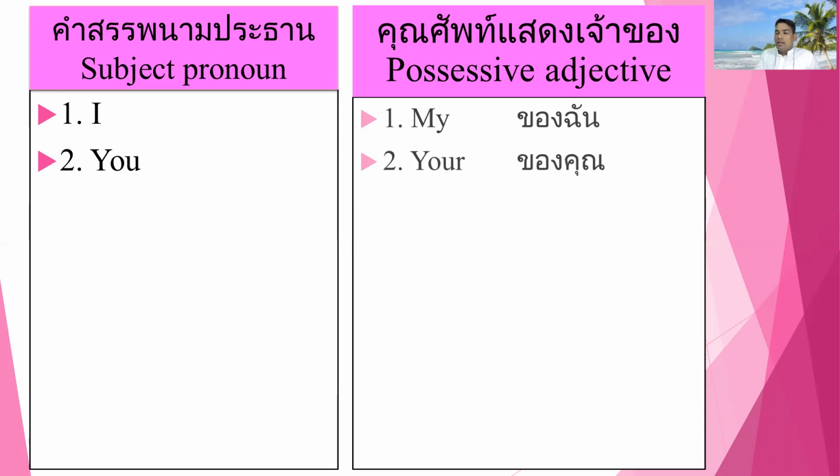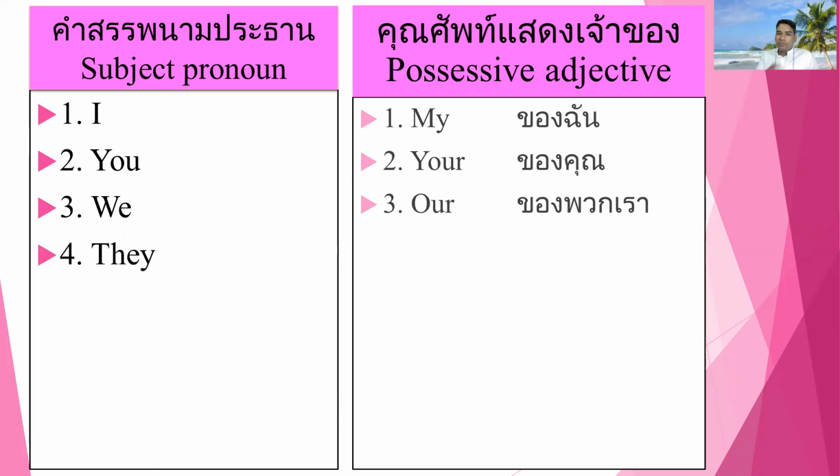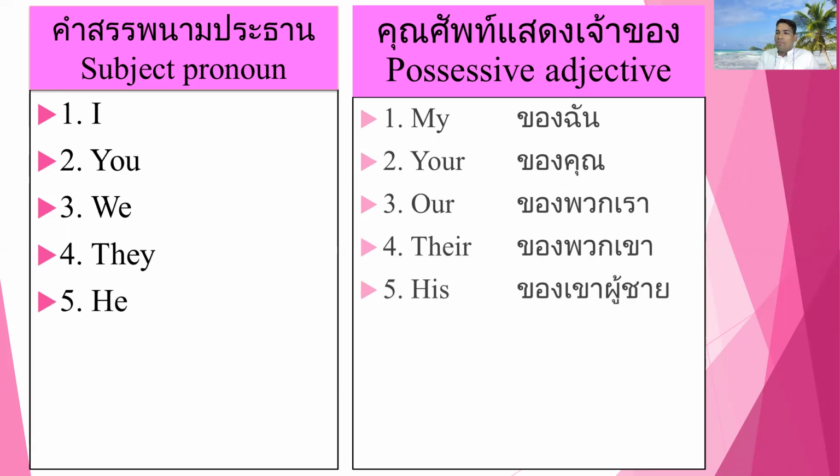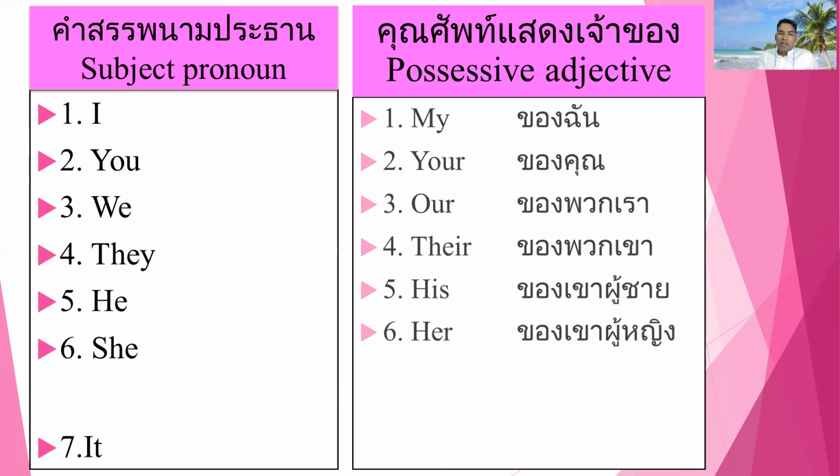When we saw the subject pronoun change into the object pronoun, you has nothing to change, it is equal. You changes with you, it changes with it, but in the possessive adjective you changes into your. Number three, we changes into our. Number four, they changes into their. Number five, he changes into the possessive adjective his, and she changes into her. Number seven is it, which changes into its.